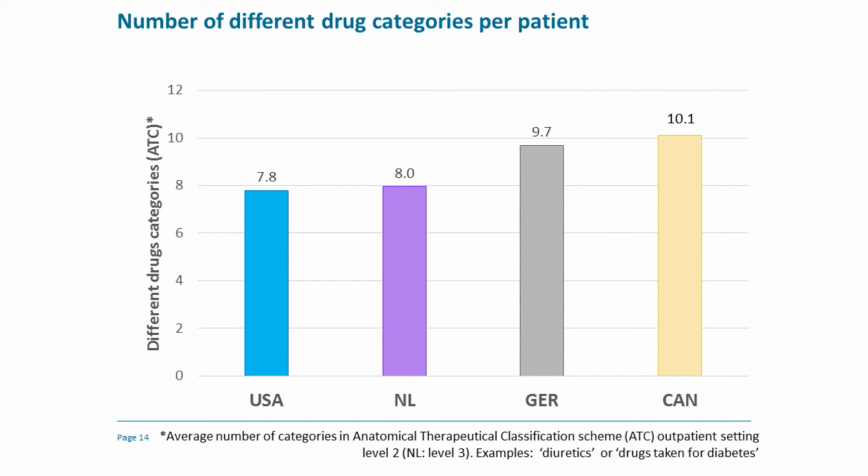Because if we look at this another way and look at the number of different drug categories per patient, we see that an average high-cost patient uses drugs from 8 to 10 different drug categories. And here, one drug category, for example, is drugs taken for diabetes or diuretics.